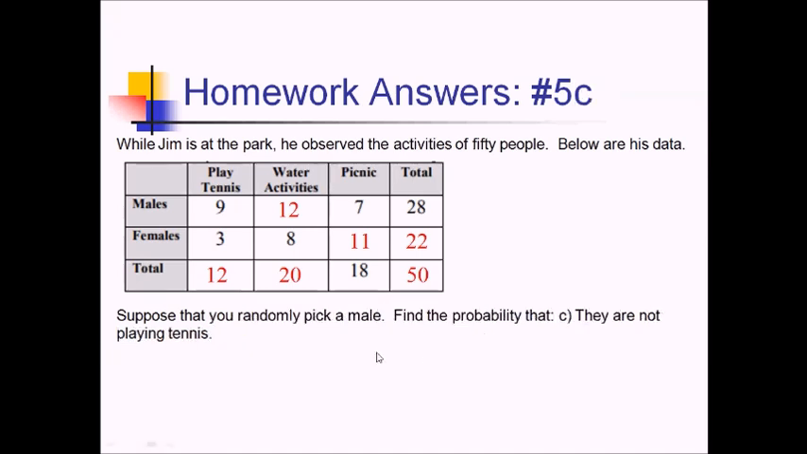For part C, suppose we randomly pick a male. Find the probability they're not playing tennis. So we are only allowed to consider now the males, the 28 males here. And out of that 28, how many are not playing tennis? So tennis is 9 of them. So that means 12 plus 7 of them are not doing tennis. So our probability then of not tennis given male is 12 plus 7 over 28.